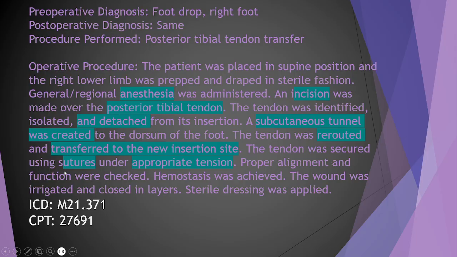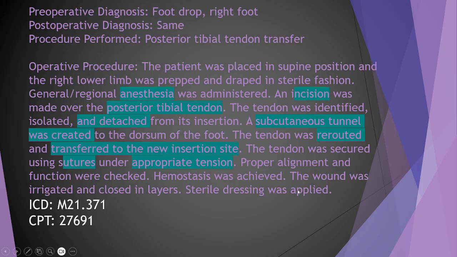The tendon was secured using sutures under appropriate tension, and the proper alignment and function were checked, and hemostasis was achieved, and the wound was irrigated and closed in layers, and the dressing was applied. So here all keywords are present. First, anesthesia given, incision made over the posterior tibial tendon. And how do we know that it is a tendon transfer? The word detached, a subcutaneous tunnel was created, and rerouted, transferred. So these are the key points.